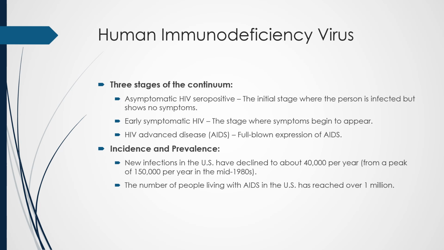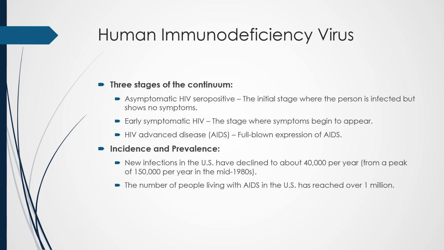The first AIDS cases in the US were reported in 1981. The number of AIDS cases and deaths increased rapidly during the 1980s, followed by declines in the 1990s. New infections in the US have declined to about 40,000 per year, from a peak of 150,000 per year in the mid-1980s. The number of people living with AIDS in the US has reached over 1 million. Deaths from AIDS declined by 63% from approximately 52,000 to 19,000 in the late 1990s.